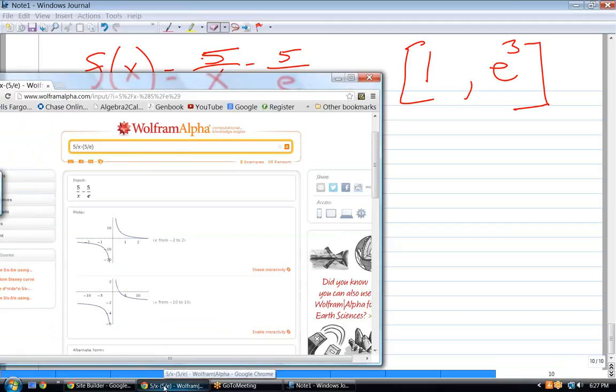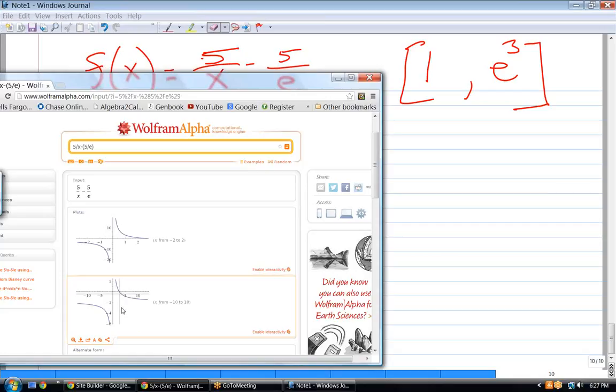The interval is 1 to e cubed, which is way out here somewhere, and it does not cross the x-axis. It's asymptotic with, what is our horizontal asymptote here? Actually, you know, it might. It does cross the x-axis. If we look at this one down here, notice it's got an expanded, so it does cross the x-axis right there.